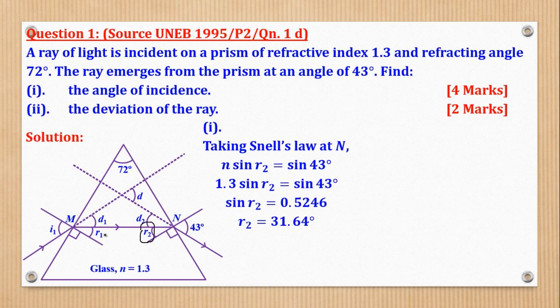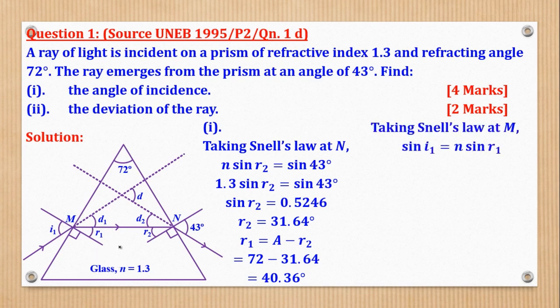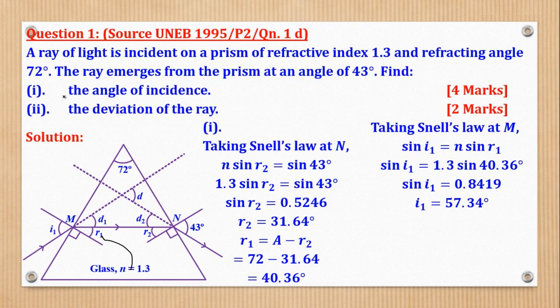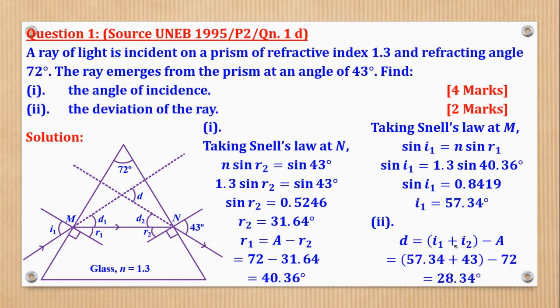And so now that I know this, I remember that by geometry, R2 plus R1 is equal to A. And that means I can get R1. Substitute and get the value of R1. So now that I have R1, I can easily get this by applying Snell's law at M. So when I apply Snell's law at M, I'll come up with sine I1 is equal to n sine R1. Substitute for n, simplify and make I1 the subject. And that is what they wanted. Then for part B, the deviation. Deviation is the total of the angles of incidence, I1 plus I2 minus A. So substitute for I1, I2 and A. Then use a calculator to get the output.